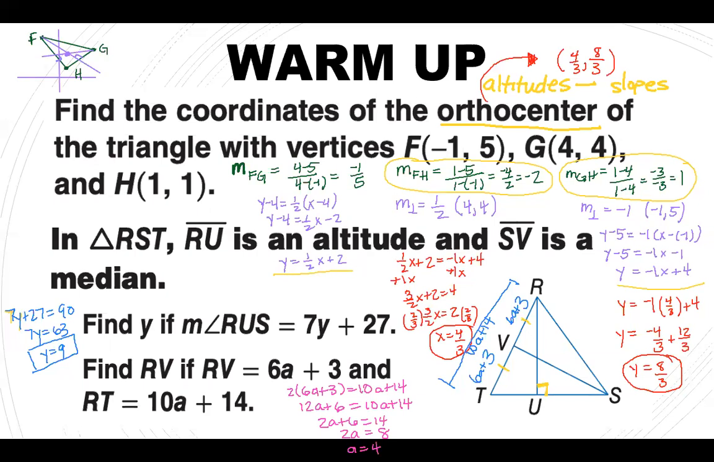So now if a is equal to 4, I need to find RV. RV is equal to 6 times 4 plus 3, which is 27. So make sure you answer the question, because on the last test, that was a big mistake that people were making. They were able to find the X, but then didn't plug the X back in. So do make sure that you do that. Are there any questions?